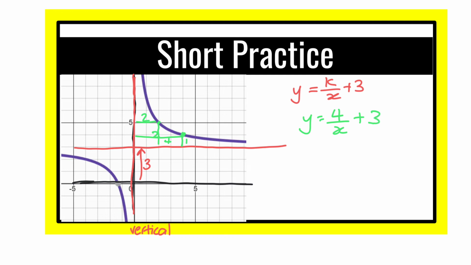Because if I look at the points on the graph, they are 1 up and 4 across from the asymptote, or 2 up and 2 across. So that's how I find the equation. That was positive.